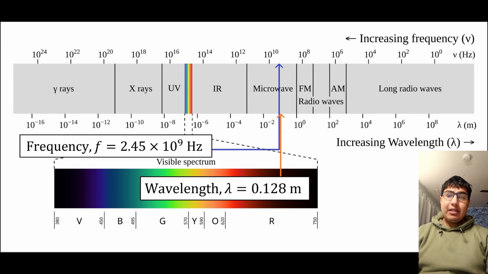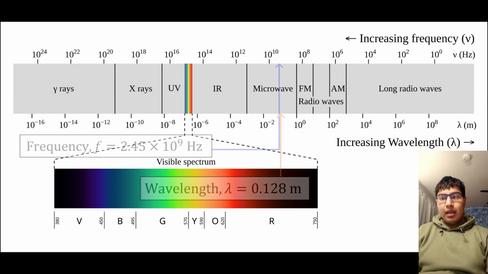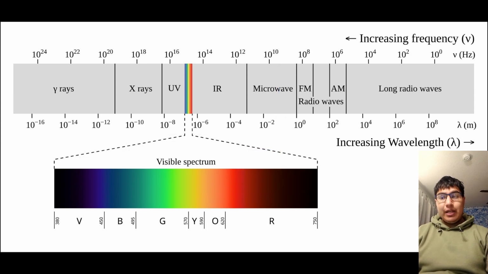Likewise, the expected range for the wavelength of microwave radiation is between 1 meter and 0.001 meters, and our measured value of 0.128 meters also falls within this range. Thus, both the measured values for the frequency and wavelength of the microwave radiation fall within the expected range. Now that we're done with that, we can go on with calculating the speed of light.